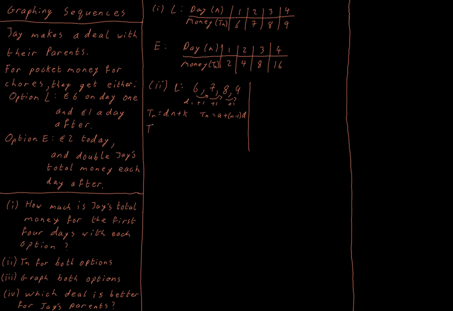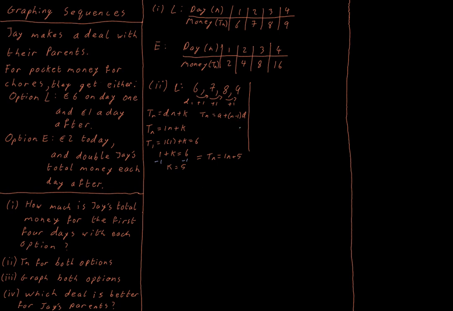So I sub that in. I know Tn must be equal to 1n plus k. And I also know that T1 must be equal to 1 times 1 plus k, and that must be equal to 6. So that means that 1 plus k is equal to 6. Rearrange, and k must be equal to 5. So that tells me that my formula must be Tn is equal to 1n plus 5.